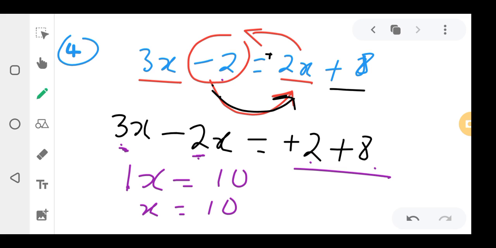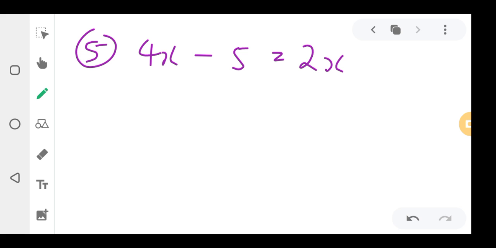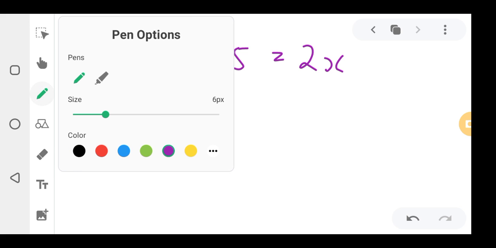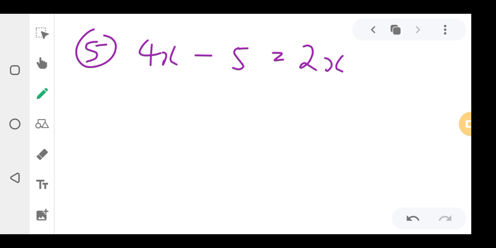Okay. Question 4. Question 5. The same thing, guys. 4x minus 5 is equal to 2x. The same thing here. What do you do? You group the x's together first. So it means this one goes where negative 2 is, where 2 is. 2 comes where this one is. Because we said group the letters together.